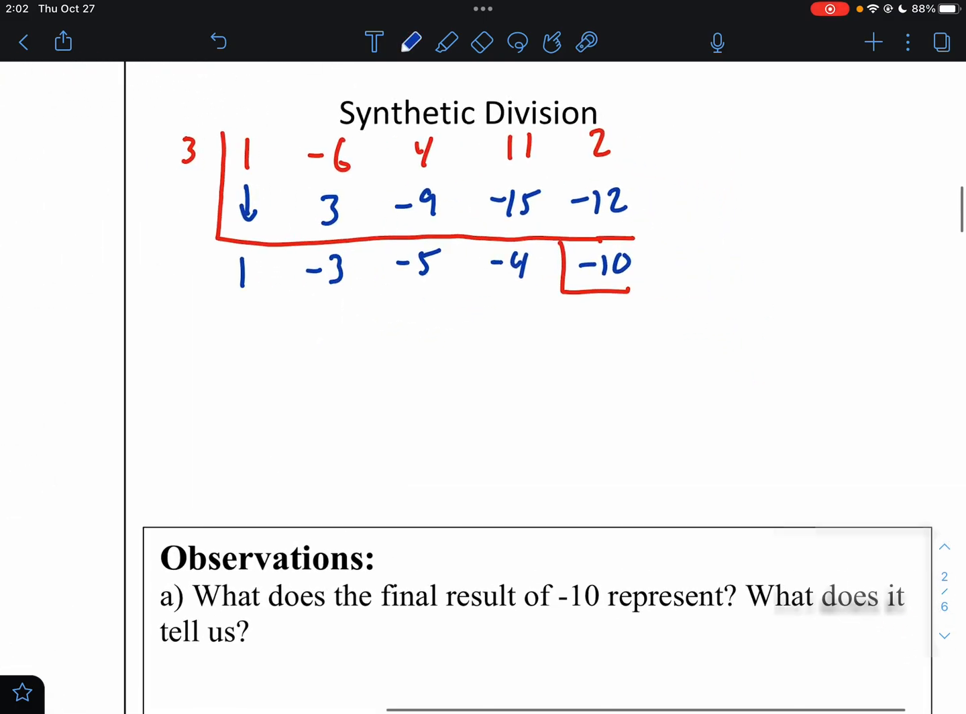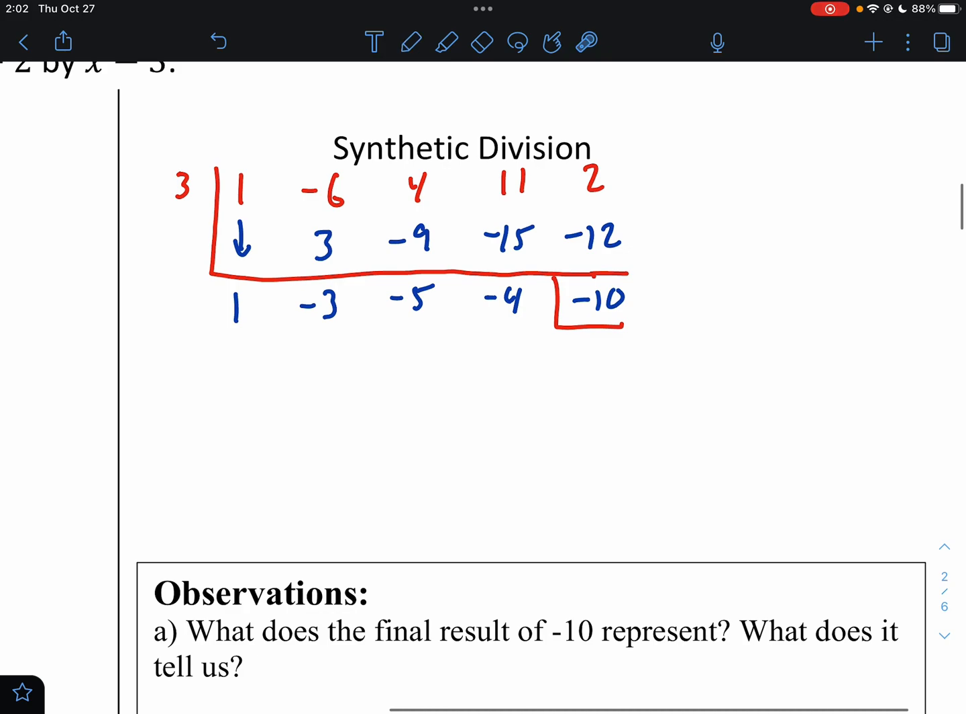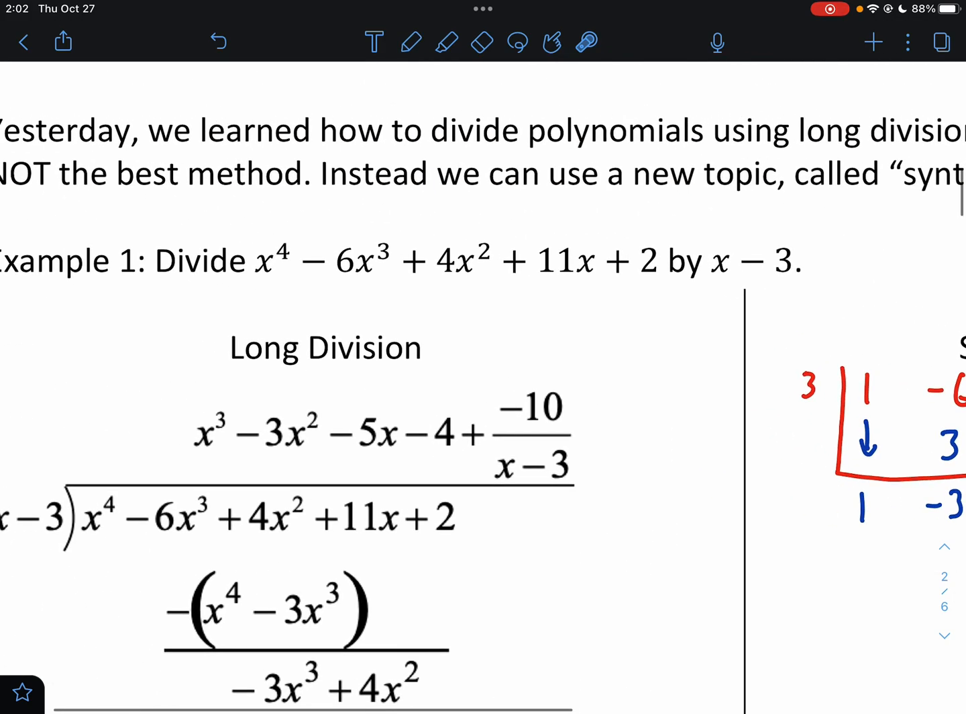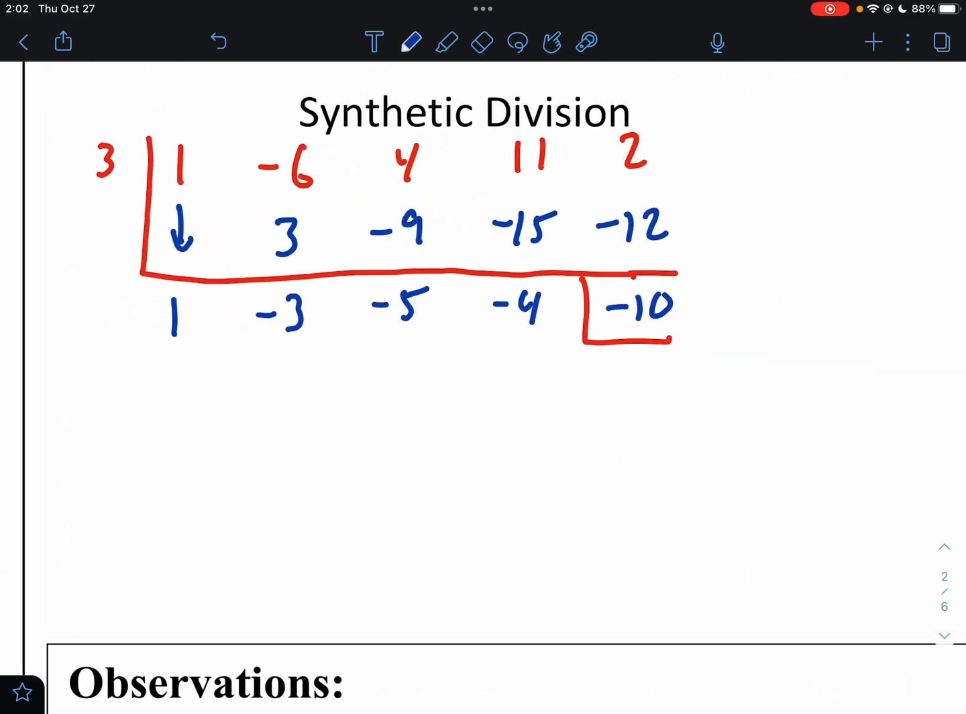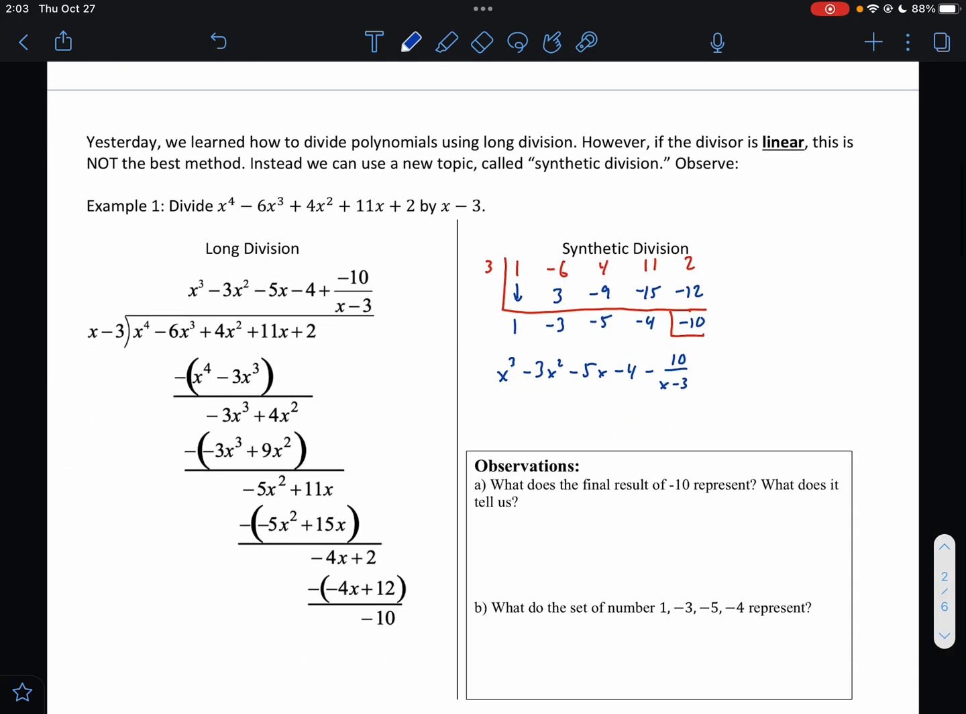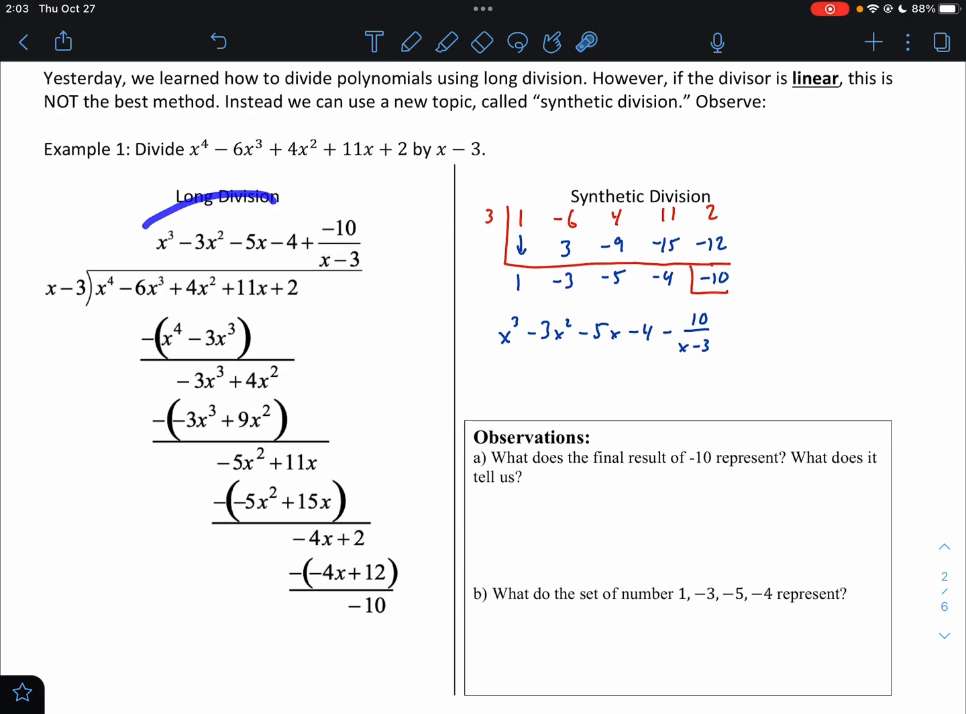Okay, so our answer then is just one. We start with 1 degree lower than our original problem. So our original problem was a 4th power, so our answer here is going to be a 3rd power. And these are the coefficients of that polynomial. So it's going to be 1x to the 3rd minus 3x squared minus 5x to the 1st minus 4. Remember, this is your remainder. So it's going to be minus 10 over x minus 3. And would you look at that? It's the same answer we got via long division, but we just saved a whole lot of time and a whole lot of space.